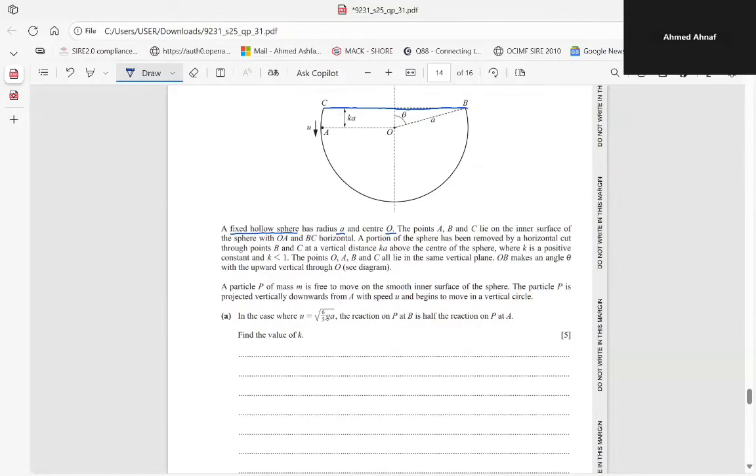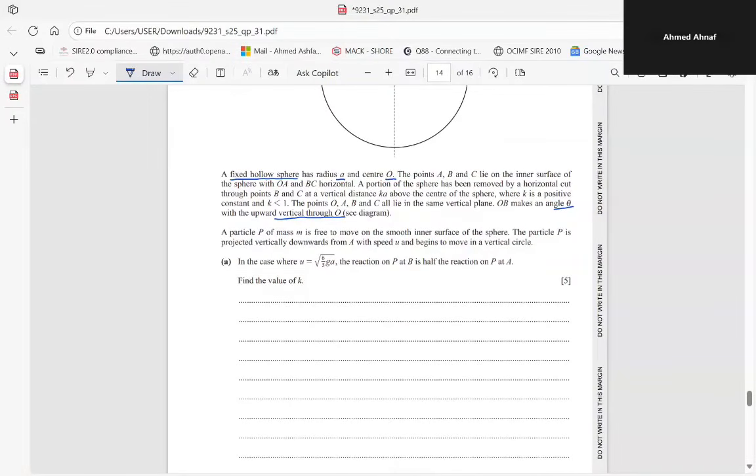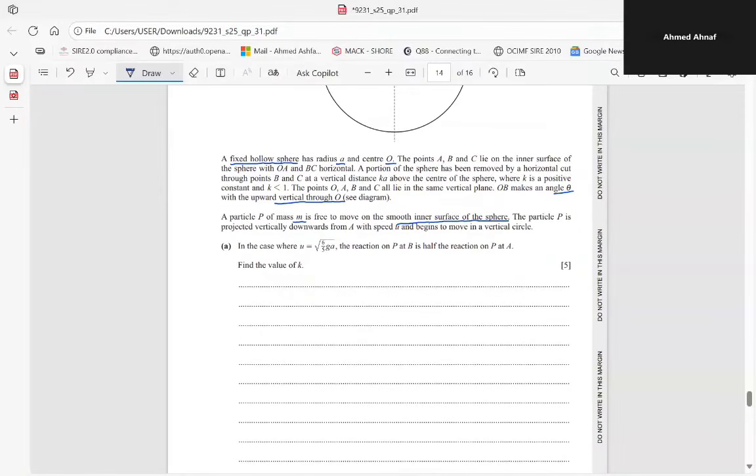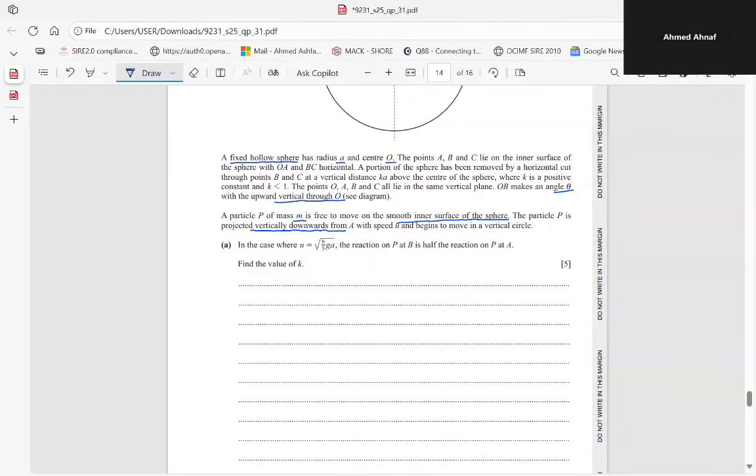Where k is a positive constant, k is less than 1. So k is a rational number. And the points O, A, B, and C all lie in the same vertical plane. OB makes an angle theta with the upward vertical through O. All this is given in the diagram. Okay, this is the important part. A particle P of mass m is free to move on the smooth inner surface of the sphere. The particle P is projected vertically downwards from A with speed u and begins to move in a vertical circle.